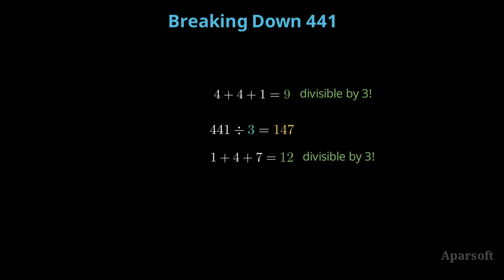Next, 147. 1 plus 4 plus 7 equals 12, divisible by 3 again. And 147 divided by 3 is 49. Now 49, that is 7 times 7. And 7 divided by 7 is 1. We are done. So 441 equals 3 times 3 times 7 times 7.